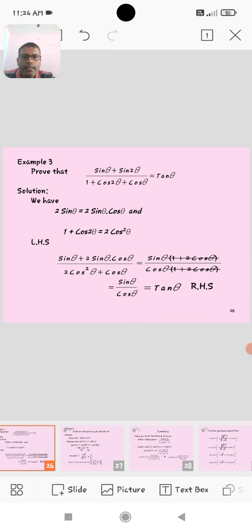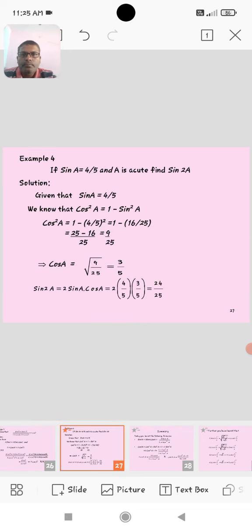Here we have to take sin theta common. We get sin theta times 1 plus 2 cos theta. In the denominator also we have to take cos theta common. Here 1 plus 2 cos theta. The 1 plus 2 cos theta in the numerator and the 1 plus 2 cos theta in the denominator cancel. We get sin theta by cos theta, which is equal to tan theta. Here the 1 plus cos 2 theta we write as 2 cos square theta, so 1 plus cos 2 theta is equal to 2 cos square theta plus cos theta. Here also we have to apply the multiple and submultiple angle formula. Now we see example number 4.